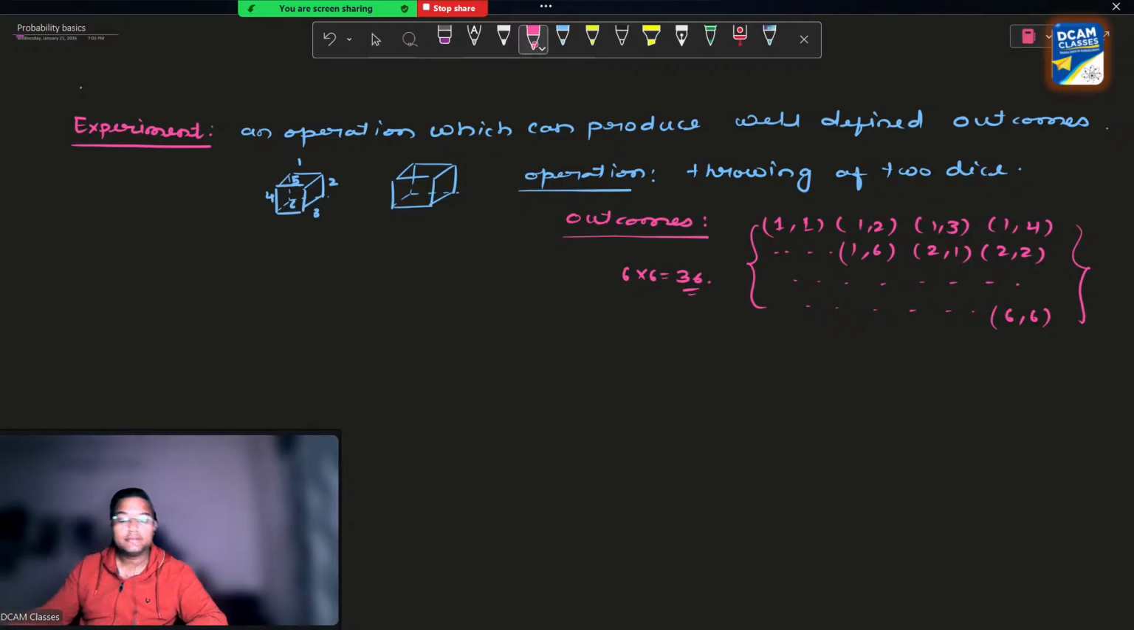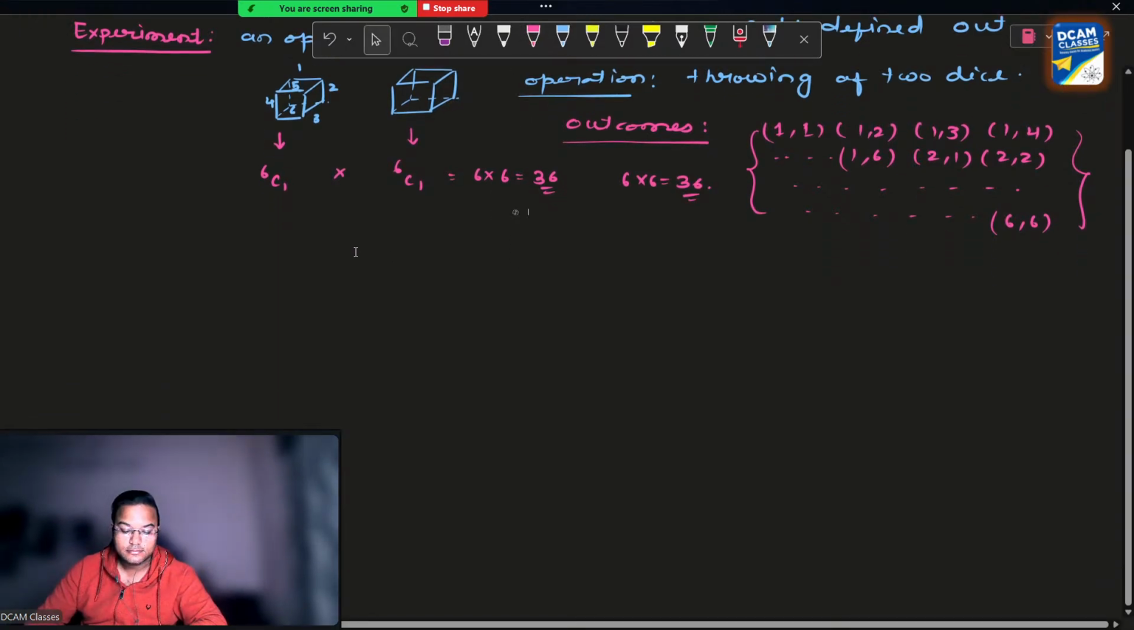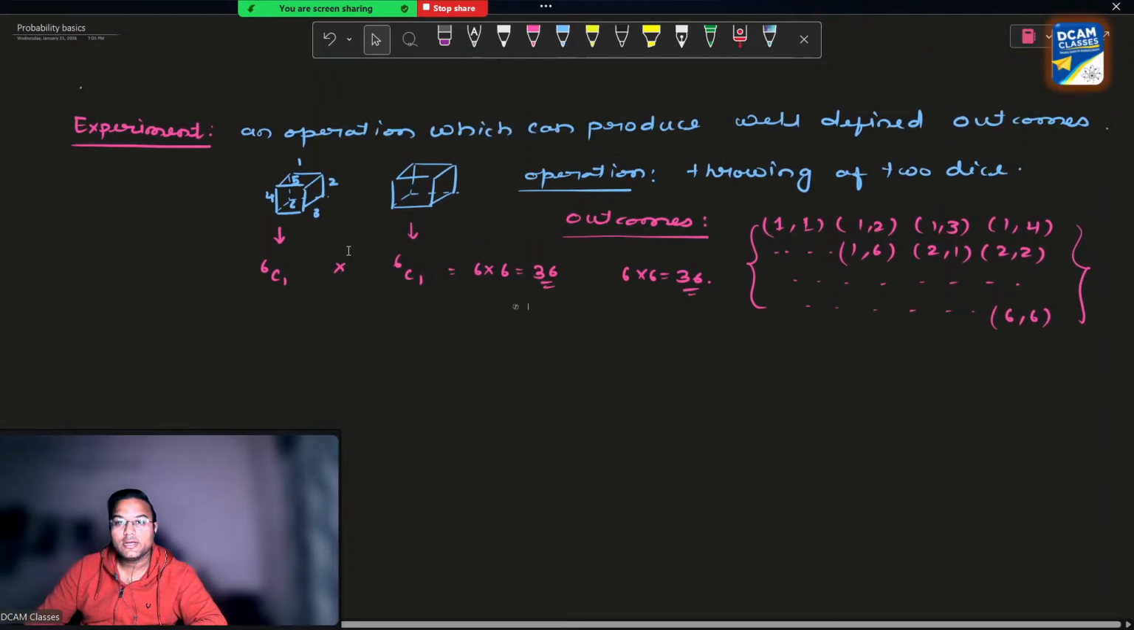This you must have learned in permutation and combination. Any side can be chosen in 6 ways. Any side of this can be chosen in 6 ways. The event completes by taking this and this. So 6 into 6, 36 total outcomes. Understood now? Okay, now you have understood what is an experiment, operation, and outcomes.